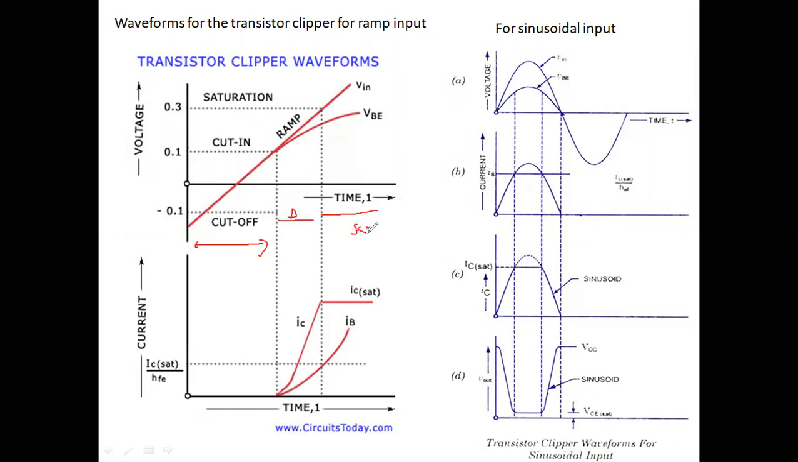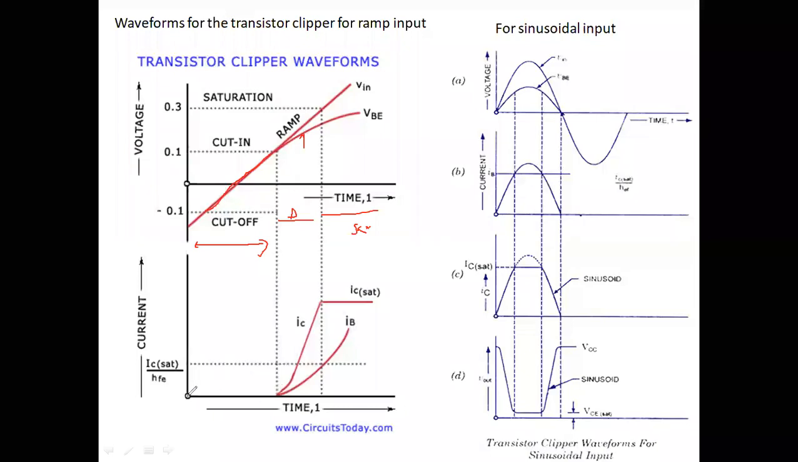As we know, in the cutoff region the transistor is an open switch. Therefore, whatever the input is, it will be drawn at the output, so the output and the input are the same in the cutoff region. In the active region, it is an amplified version, so there will be some small deviation. You can observe the current.